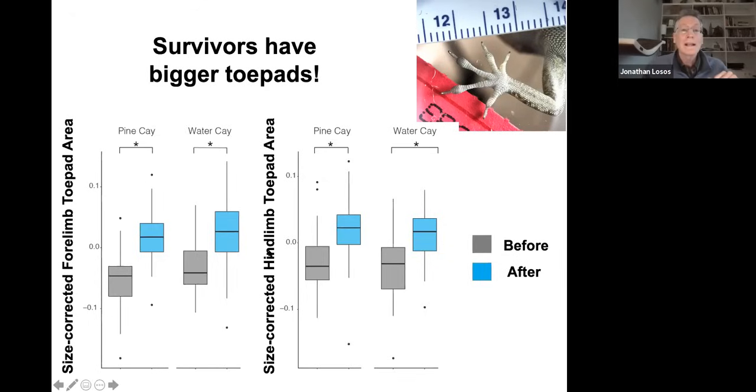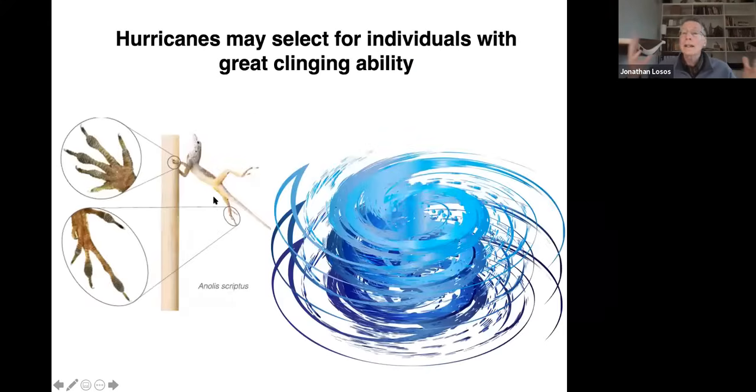And you can see in the forelegs and the hind legs and on both islands, suggesting that the hurricane had been an agent of selection, that lizards that could hang on better had survived, whereas the ones that couldn't hang on as well had been blown off the island. And the fact that it occurred on 2 islands made that seem like a reasonable possibility.